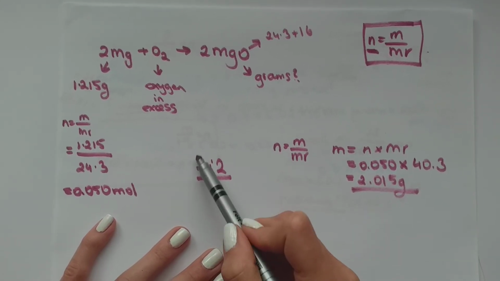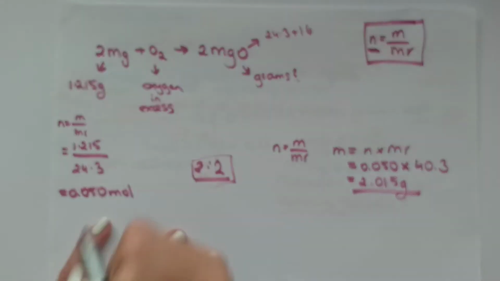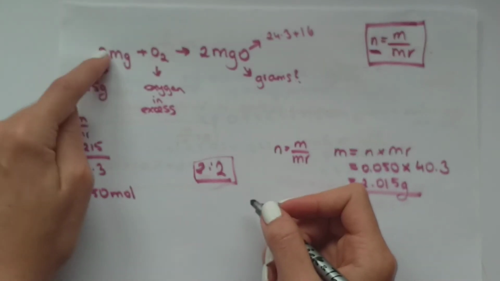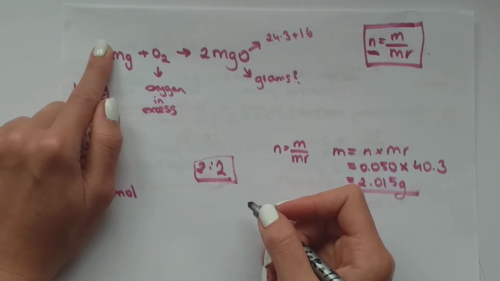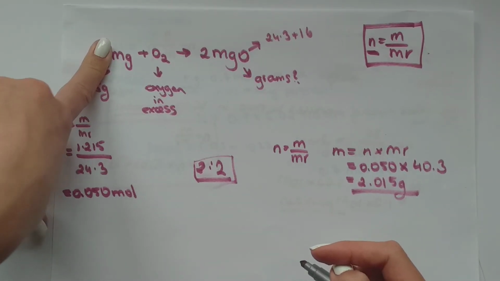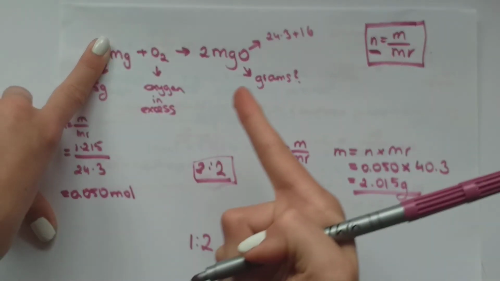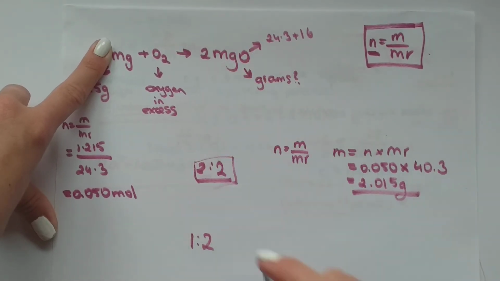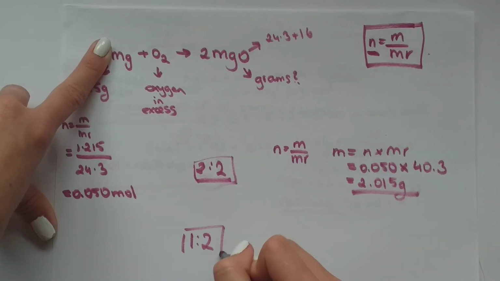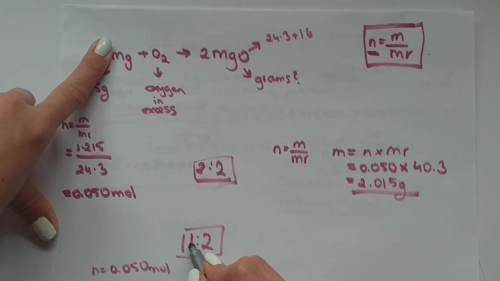What I'm saying is very important, because if we had a completely different equation and let's say this would be 1, so no number at all, and this is 2, our ratio would change to 1 to 2. 1 magnesium used, 2 magnesium oxides formed. If it's 1 to 2 ratio and the number of moles of our magnesium was 0.050 moles, it was for just 1 magnesium.